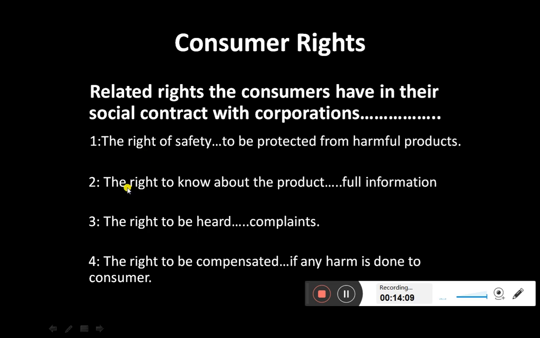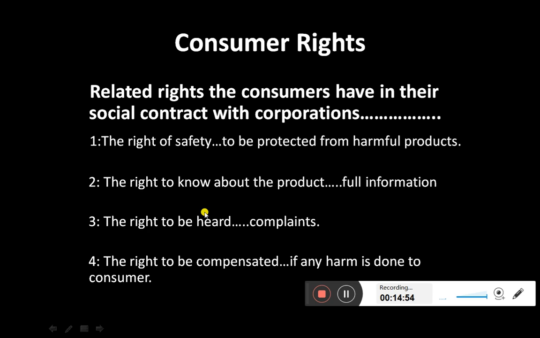The second right of the consumer is the right to know about the product. It means that the organization should provide full detailed information about the product. Like the composition of the product, information, purposes, uses, each and everything is totally labeled on the product. That is the right to know about the product. Besides that, guarantee, warranty, repairing, all the information. That is the right of the consumer, that they must know detailed information about the product.